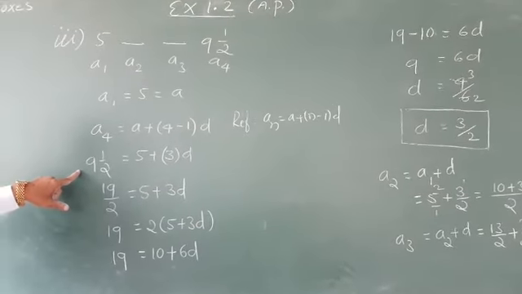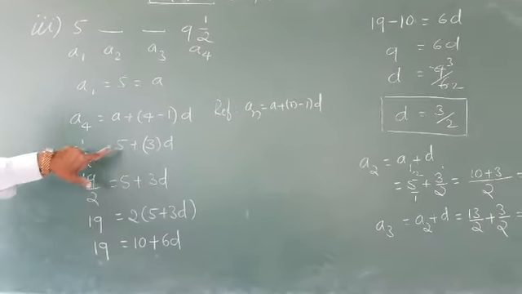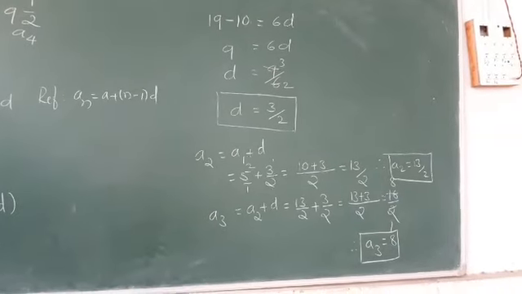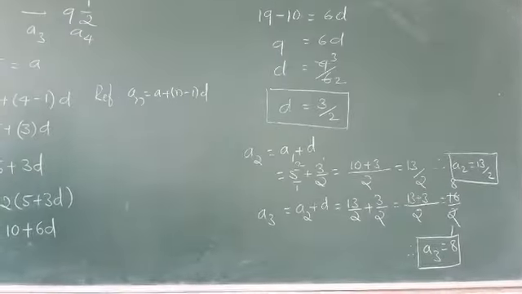into D. So we got A4, 9 integer 1 by 2, equals 5 plus 3D, that is cross multiply, that is 2 of 5 plus 3D. We got 19 equals 10 plus 6D. 10 is being transferred, that is minus 10. 9 equals 6D, D equals 9 by 6. 3 2s are 6, 3 3s are 9, that is D equals 3 by 2.